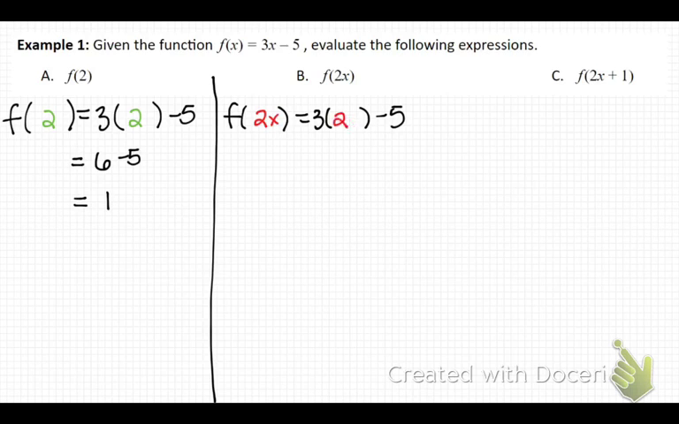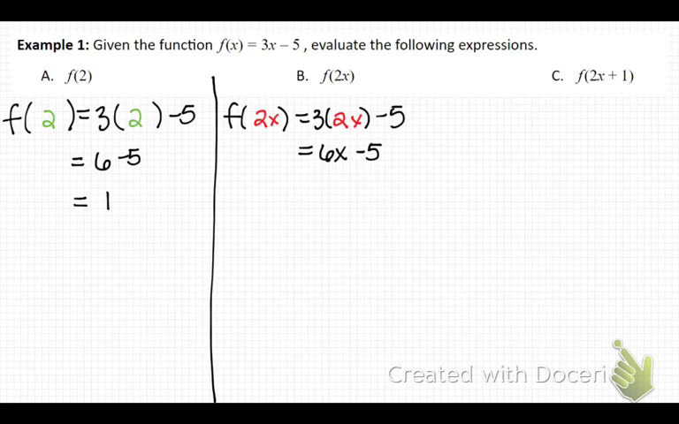Okay, so what is 3 times 2x? 6x. And I have a minus 5. Can I simplify that any further? No, so that's my final answer. Is this okay so far? Any questions on either of these first two?